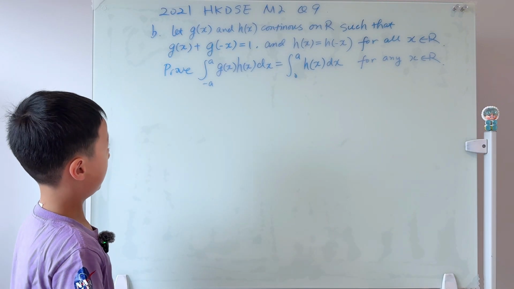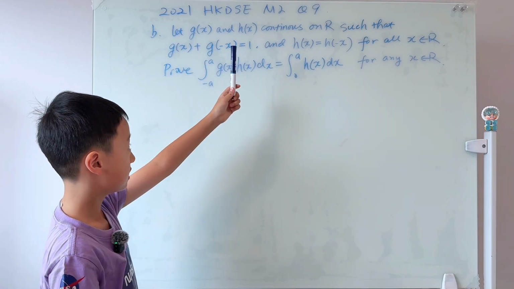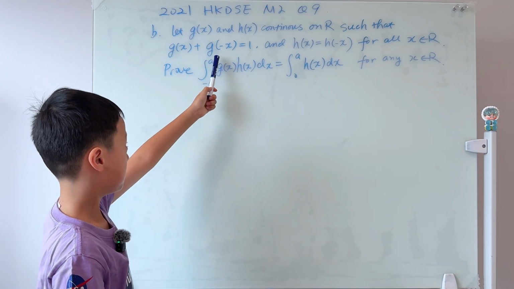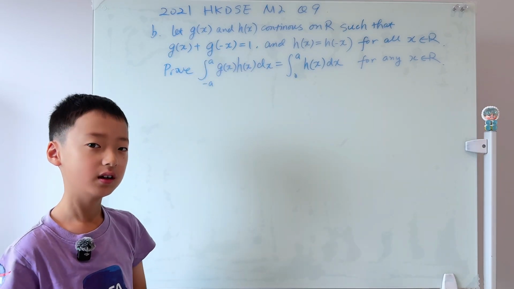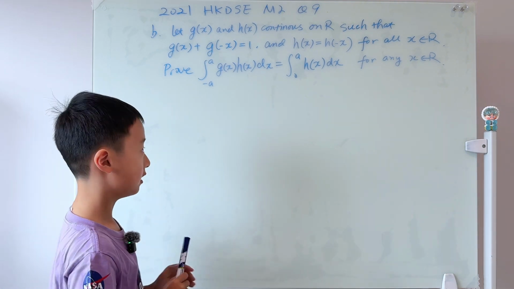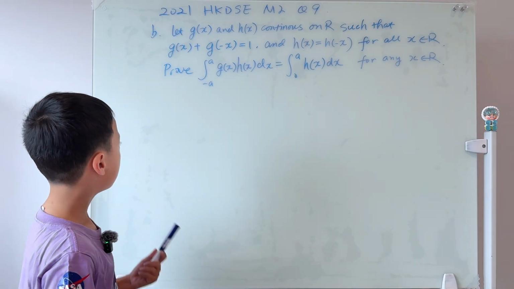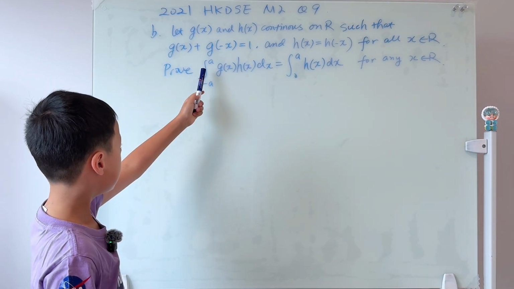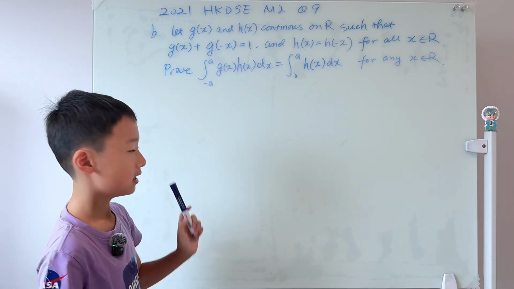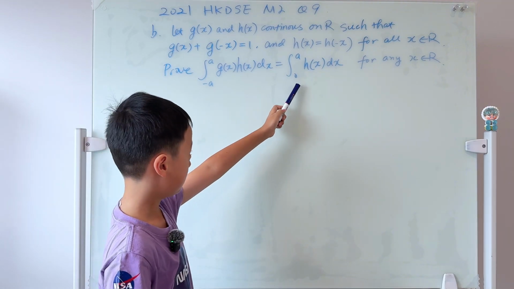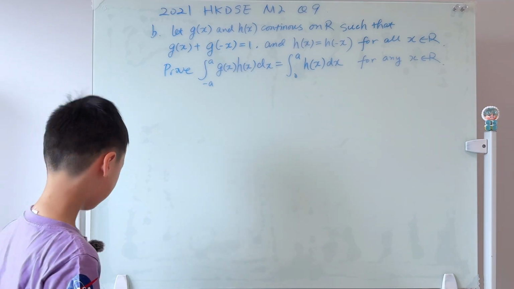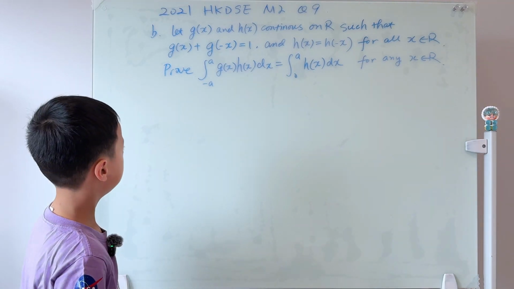Part B tells us to let g(x) and h(x) be continuous on R such that g(x) plus g(negative x) equals 1, and h(x) equals h(negative x) for all x in the real numbers. The question asks us to prove the integral from negative a to a of g(x) times h(x) dx equals the integral from 0 to a of h(x) dx for any a in the real numbers. How do we even start solving this question?